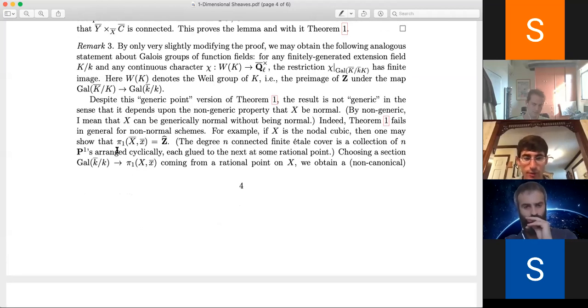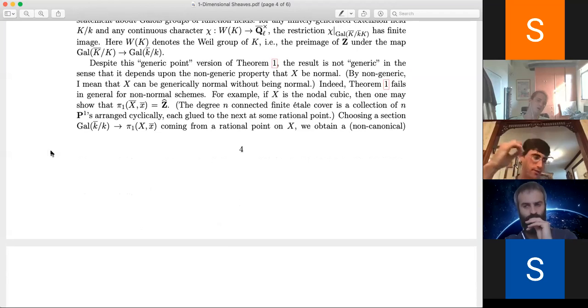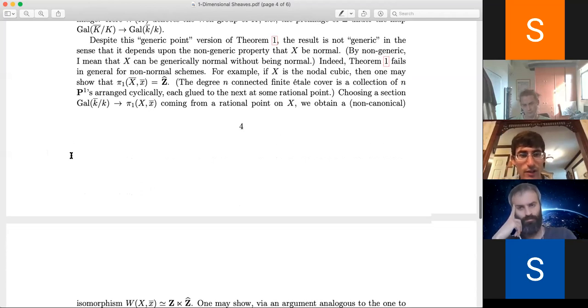So here's an example. If you take the nodal cubic, then pi 1 of it is Z hat. And if you're wondering, the degree n finite étale cover of this thing is just a polygon. You take n copies of P1, arrange them cyclically, and each is glued to the next at some rational point. So that is a Galois cover, right? The normalization of this cubic is P1.